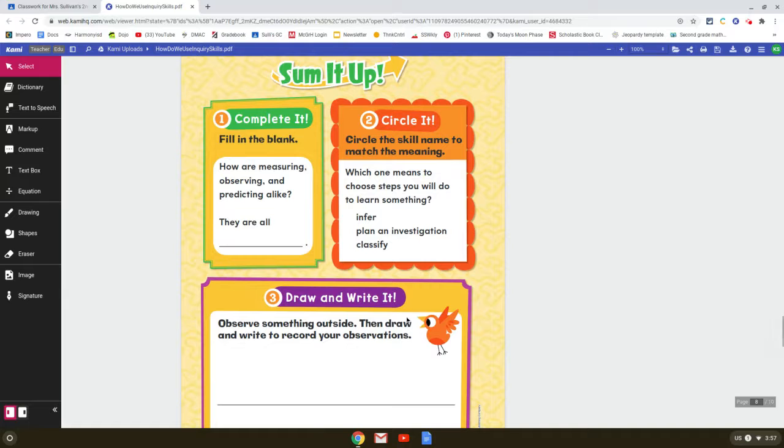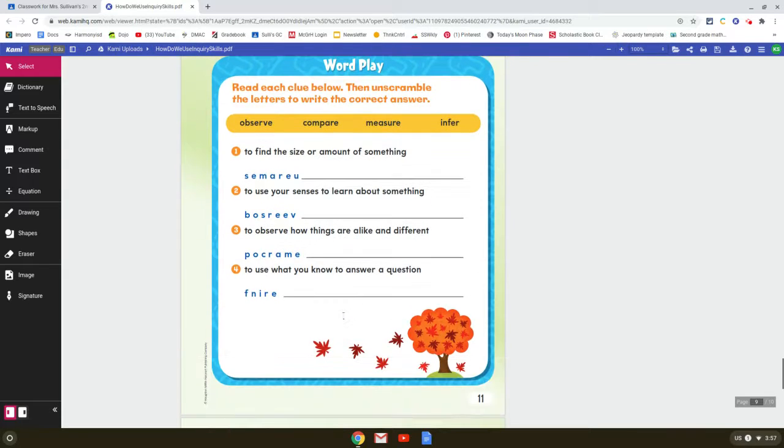All right, and when you're done, do 1, 2, and 3 on the Sum It Up page and the brain check. Okay, you have a word bank here. It's observe, compare, measure, and infer. So let's do the first one together. We get this clue here. It says to find the size or amount of something. And this is one of the words that is scrambled up.